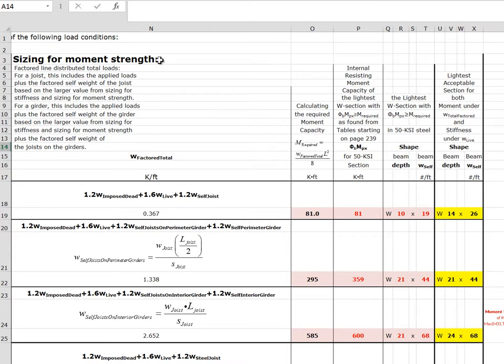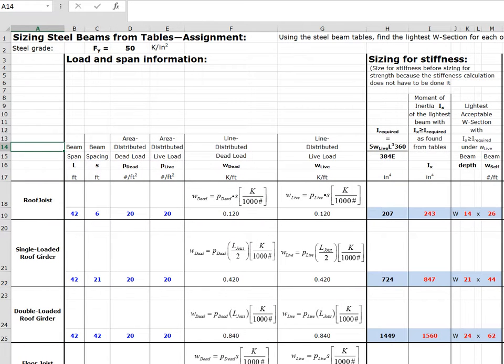Whereas we might have to iterate on this moment strength, because we'll size for moment strength, which involves all the dead loads. Then we'll calculate the new dead load for the beam, and we may discover that the new dead load for the beam inches us up above some acceptable number, and then we have to redesign the beam again, because the self-weight of the beam has made its sizing not legitimate or irrelevant.